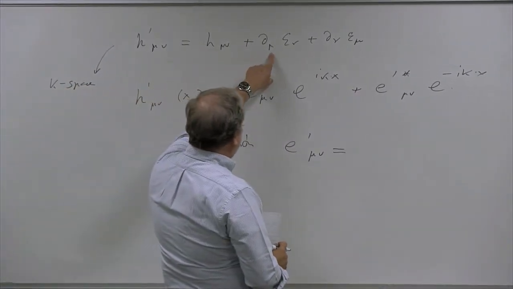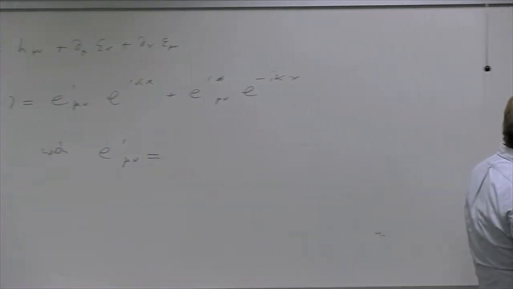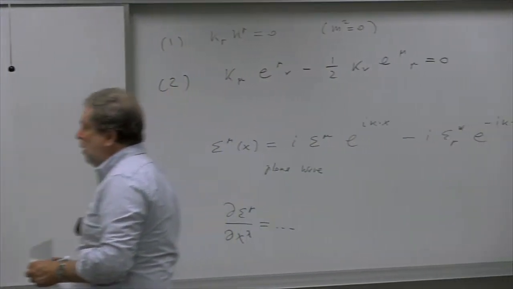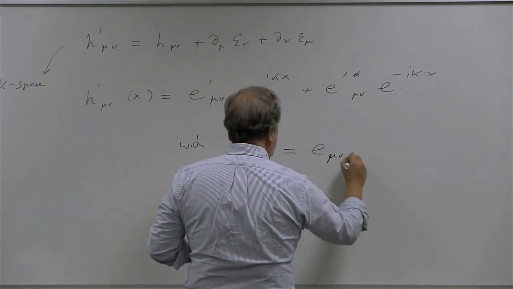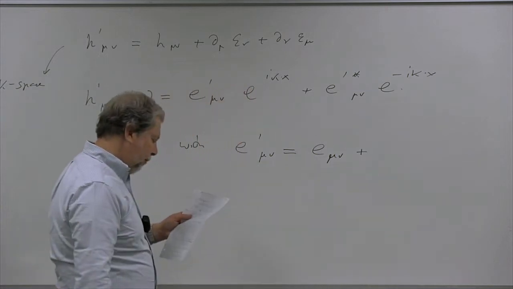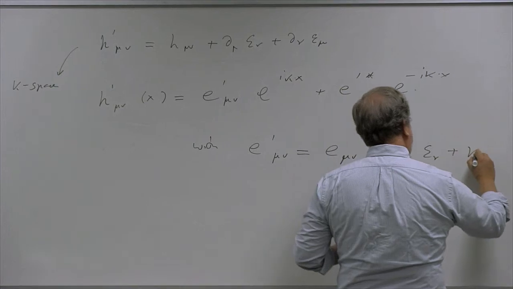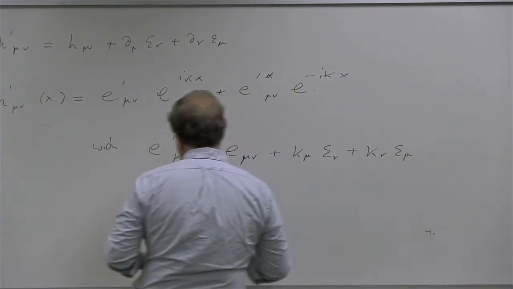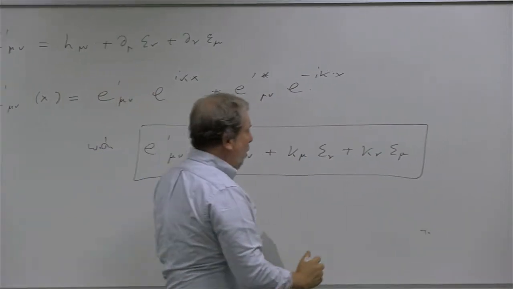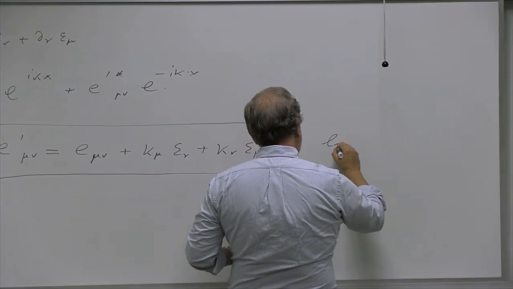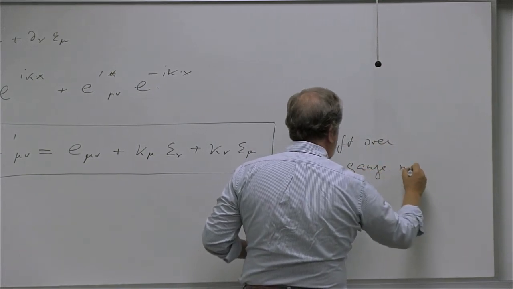Well, it transforms where the derivatives are replaced by ik, but because we had the coefficient here to be complex, there is no I, there's just a k. So e prime mu nu is equal to e mu nu plus k mu epsilon nu plus k nu epsilon mu. So that is what's left over of the gauge invariance.